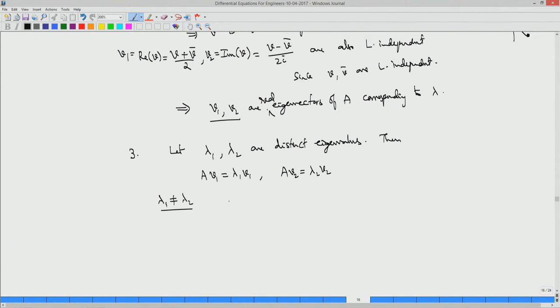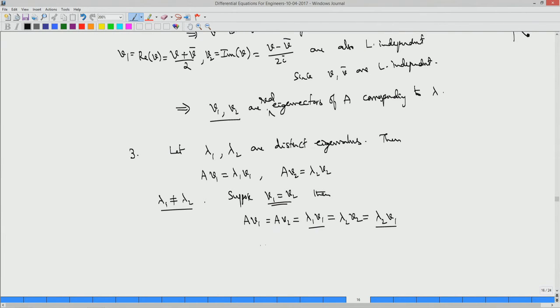So, how do I show that V1 is not equal to V2? Suppose V1 equal to V2, then what happens? A V1 equal to A V2. A V1, I already know, is lambda 1 V1, which is equal to A V2, which is lambda 2 V2. So, what does it mean? Because now V1 equal to V2, both are the same. So, this is the same as lambda 2 into V1, because that is what we assumed.